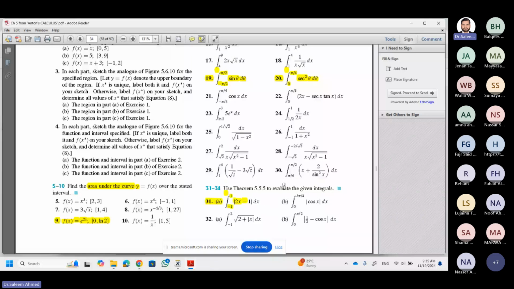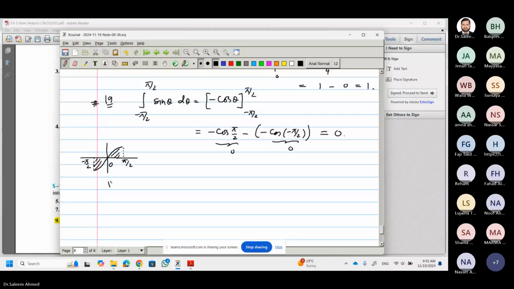31. The integral from minus 1 to 1 of |2x minus 1| dx. See here, it's a mod function, |2x minus 1| dx. I don't have any integration for the mod function. We know that the mod remains the same if x is greater than 0, and it becomes minus when x becomes negative, right? We put negative. So here I cannot perform this integration directly.